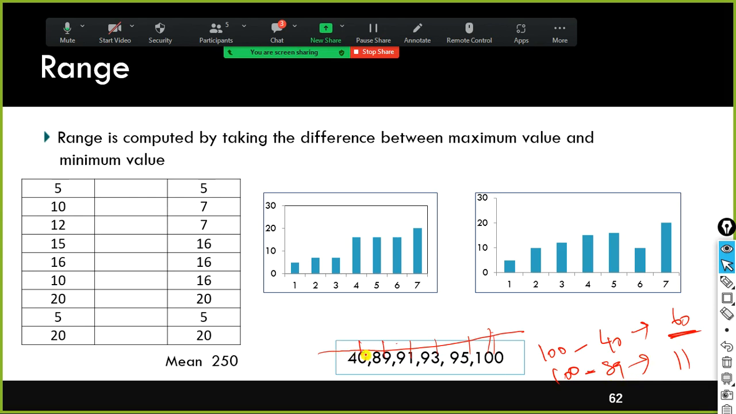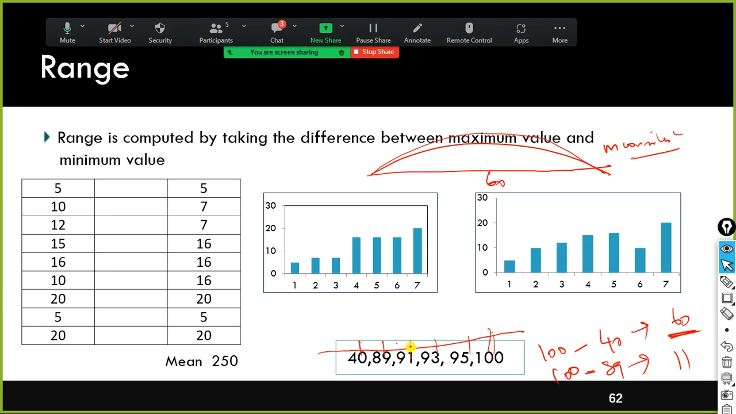Just because I had only one outlier, it tells me that the spread is too wide. Here in this case, the range is 60. That means the spread is too wide. But is that the reality? No, right? The majority of the values are close by. Just because I have one outlier, it tells me the spread is too high. That means inconsistencies are there in this data set. That is not the reality.